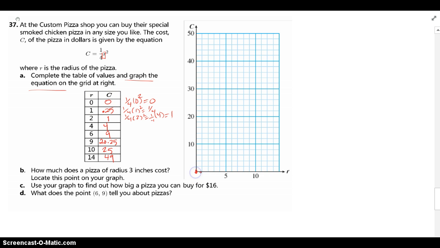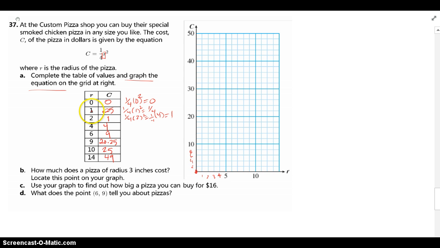0, 0. Then I have 1, and these go up by 1s. 1, 2, 3, 4, 5. I have 1 and only a quarter of the way. Notice these go up by 2, I think. 2, 4, 6, 8. Yeah, so those go up by 2s vertically, by 1s horizontally. So I have 0, 0, no radius, no cost. Pizza doesn't cost anything if there is no pizza.